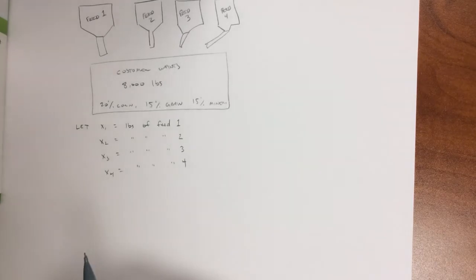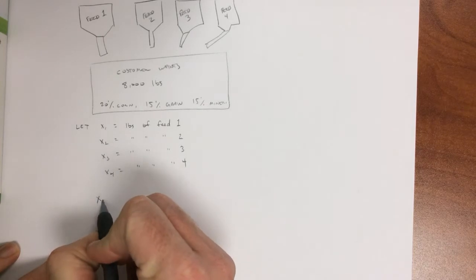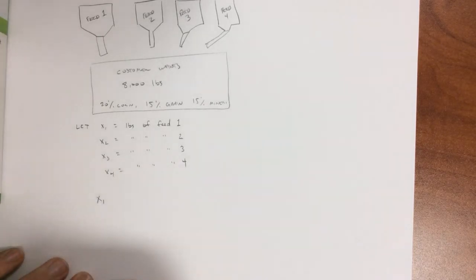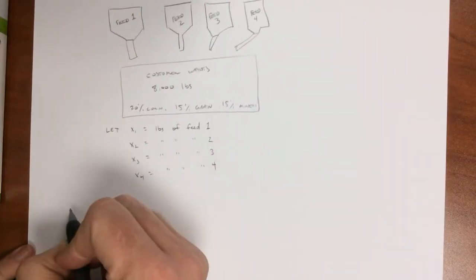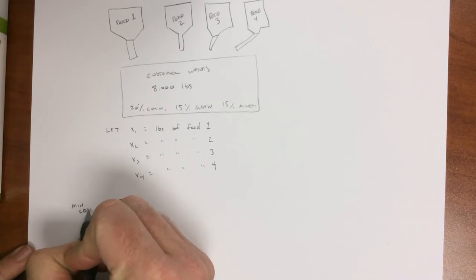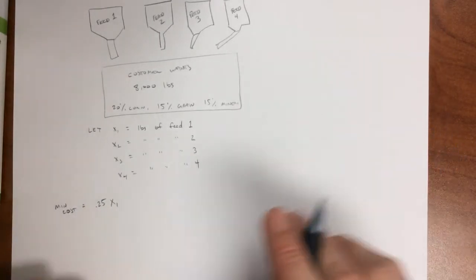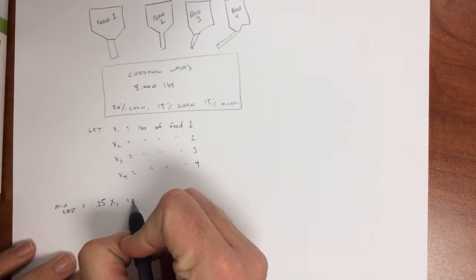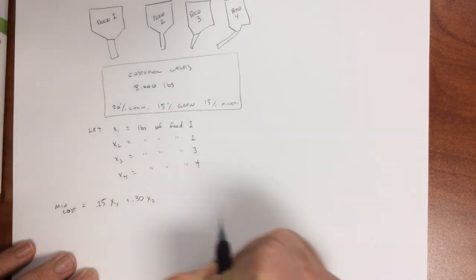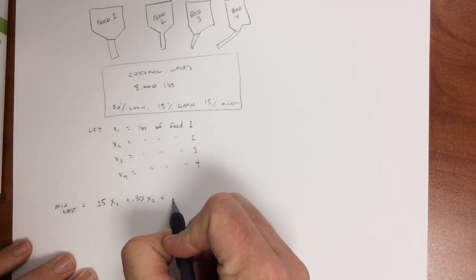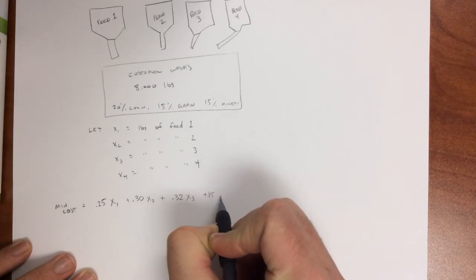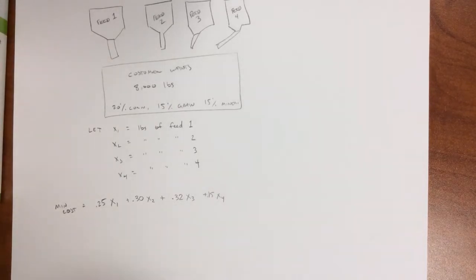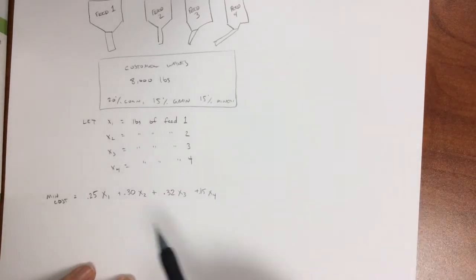Now we want to think about how do we minimize the cost of this order. Well, if X1 is the number of pounds of feed 1 we use, that's going to cost us 25 cents per pound. So our objective is to minimize our cost function, which is 25 cents per pound of feed 1, plus 30 cents for feed 2, plus 32 cents for feed 3, and 15 cents for feed 4. So that's our objective function.